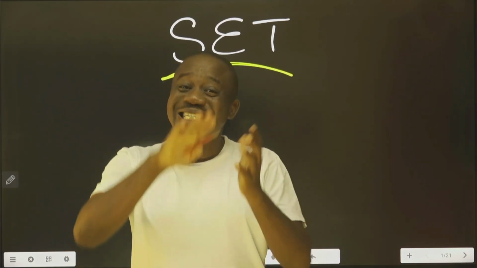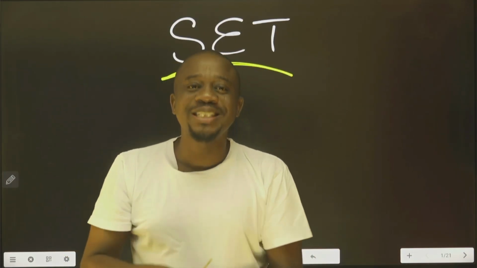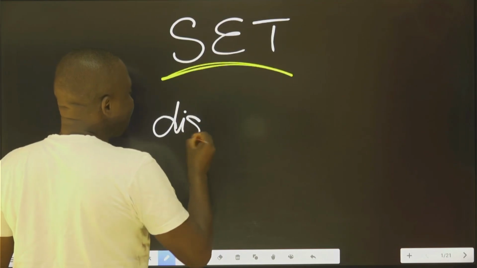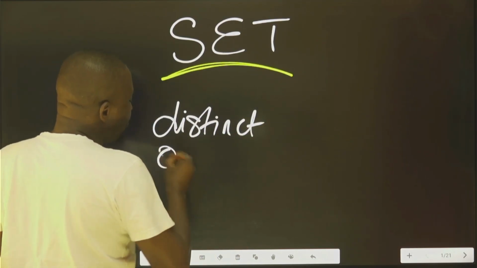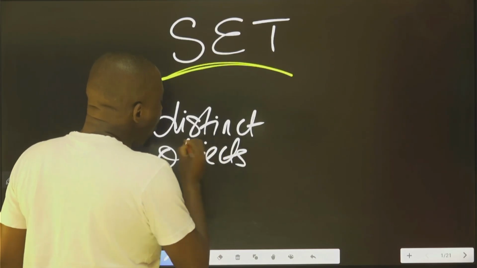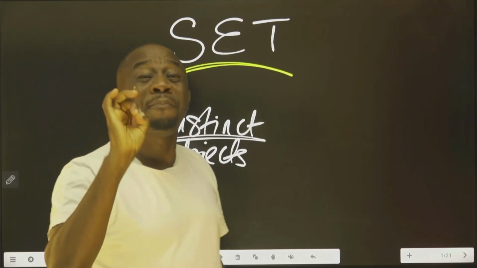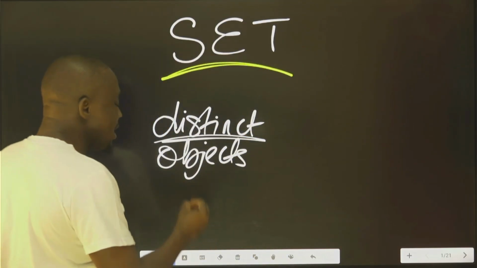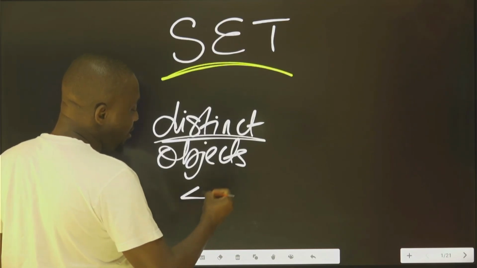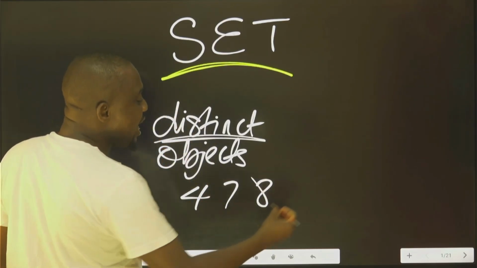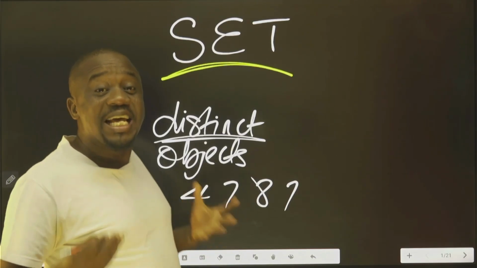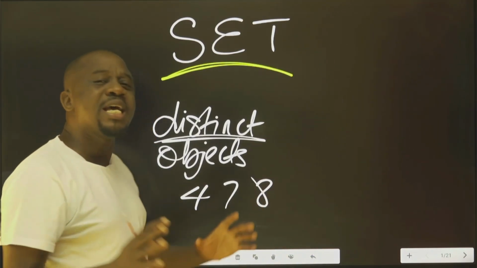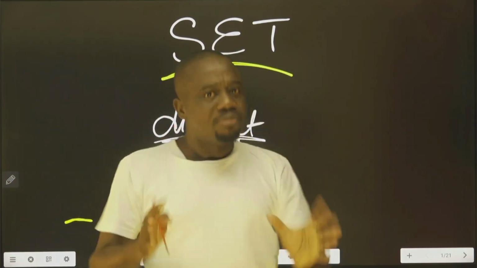What is set? Set is a collection of what? Distinct objects. When we say distinct, we mean unique, no repetition. For instance, a set of numbers. It means when you are writing them out, you're going to have 4, 7, 8. There is no way you see 7 again if it is a set, because this is not distinct, there's a repetition. So there must be a collection of distinct objects.